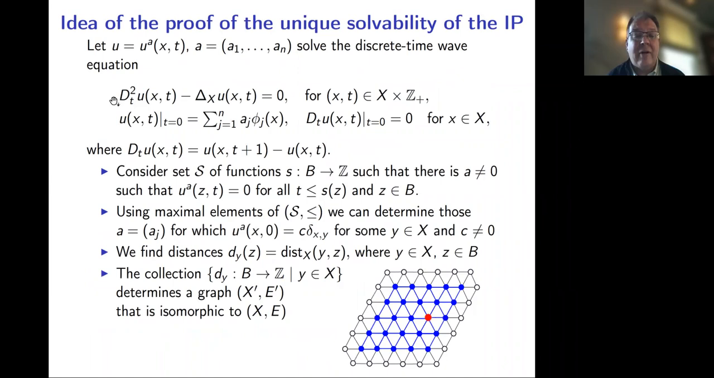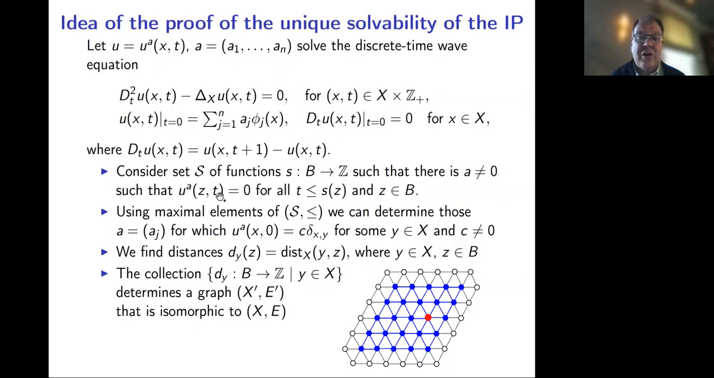The discrete space comes from the fact that we use a discrete set capital X and the discrete Laplacian, the graph Laplacian. Time here is integer valued, and the time derivative is just a finite difference in time. So we consider the discrete-time wave equation, and we put in initial data. The time derivative of the initial data is 0. We write the value of the wave at time t = 0 using eigenfunctions with coefficients a_j. So this a_j is determined by the initial state.